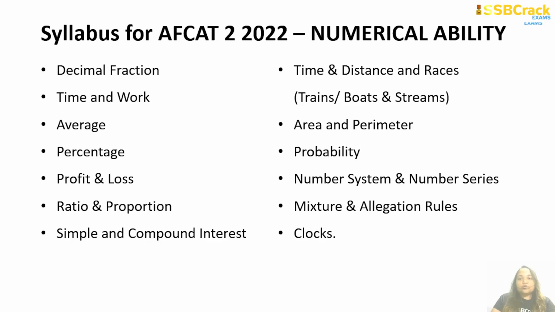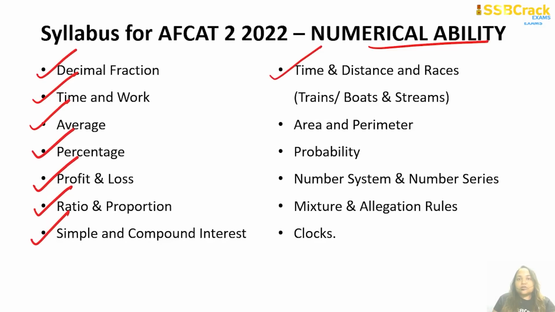Now we will move on to the next section, which is numerical ability, and the topics included under this section are decimal fraction, time and work, average, percentage, profit and loss, ratio and proportion, simple and compound interest, time and distance and races consisting of trains and boats and streams, area and perimeter, probability, number system and number series, mixture and allegation rules, and clocks.